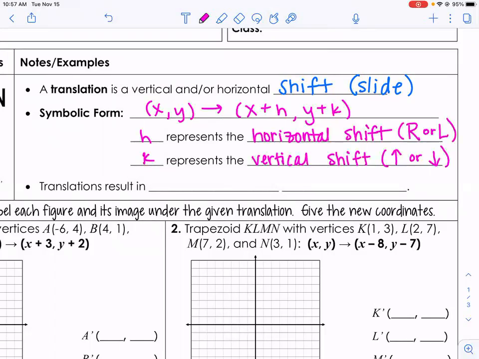Now, the cool thing about translations is that when we start with a figure and then we translate it, we have another figure that looks exactly the same. So our original picture and our new picture are going to be congruent figures, which is what we spent all of Friday talking about. Remember that?